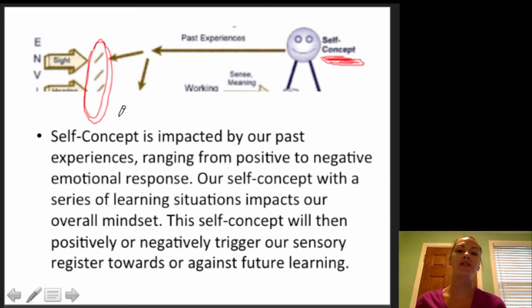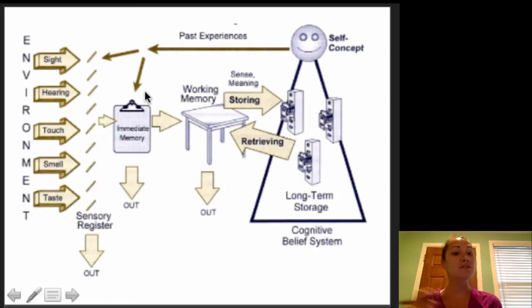So if you think about things positively and how you have your own framework and mindset, it really impacts future learning. So that's really important to be able to open our sensory register to future learning experiences. So that is the information processing model, and we're going to be working with this a lot, so I hope that this was kind of an informational, helpful thing for you. All right.